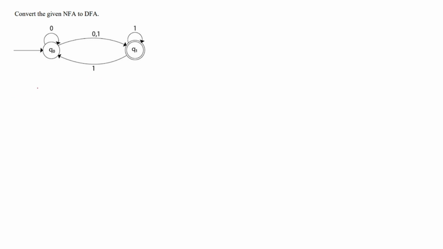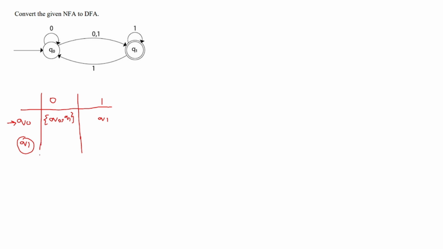The first step is to draw the transition table for this. We have our input alphabets as 0 and 1 and our states as Q0 and Q1, where Q0 is our initial state and Q1 is our final state. Q0 when applied with 0 stays on itself, that is on Q0, and also goes to Q1. So it is Q0, Q1. Q0 when applied with 1 goes to Q1.